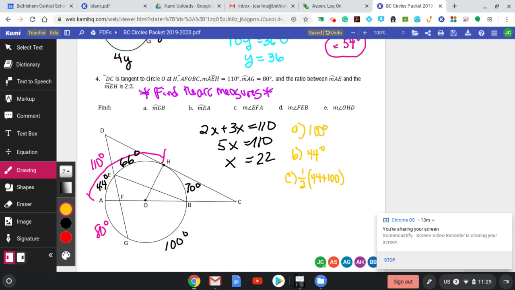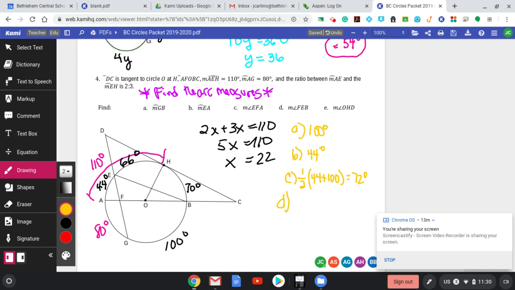Half of 144 is 72 degrees. Okay? So go through those questions. Central, inscribed, floater. Central, inscribed, floater. All right, next, D. FEB. FEB. Here we go. Central? Nah.